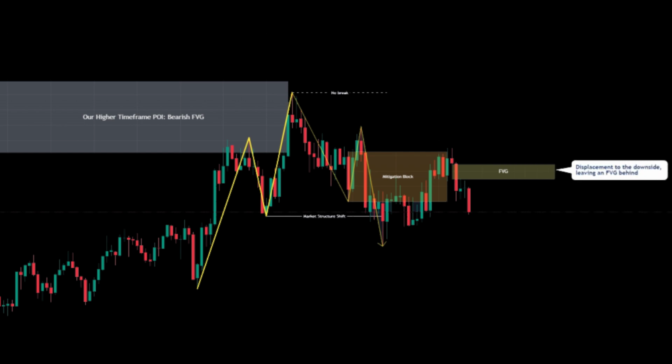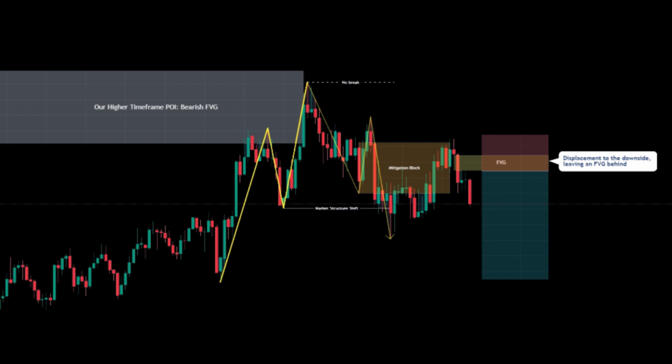In our trade example, for instance, we wait for signs of a bearish move inside the mitigation block. We see a strong displacement to the downside, leaving a fair value gap behind. It is at that fair value gap that we place our limit order. 4. Manage your risk. What's next is to place your stop loss on the other side of your mitigation block. Some traders place it just on the other end of the mitigation block. This method is more aggressive.